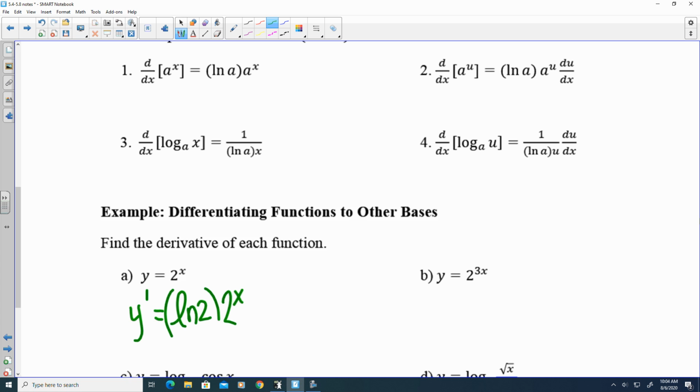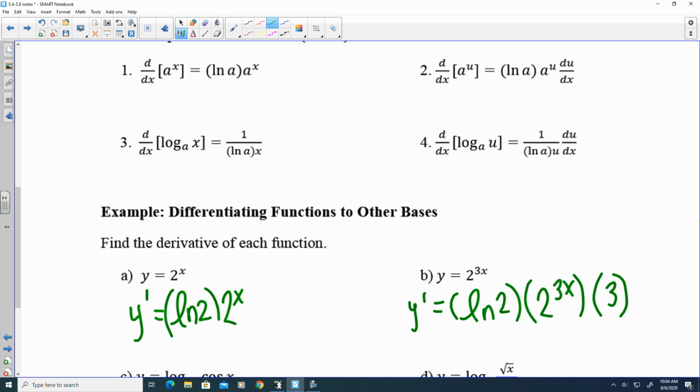Letter B, natural log of the base, leave the exponential part alone, times the derivative of the exponent. Only other thing I would say is you could put the 3 and the natural log of 2 out front together, and then the exponential second. But that's not an absolutely necessary step.